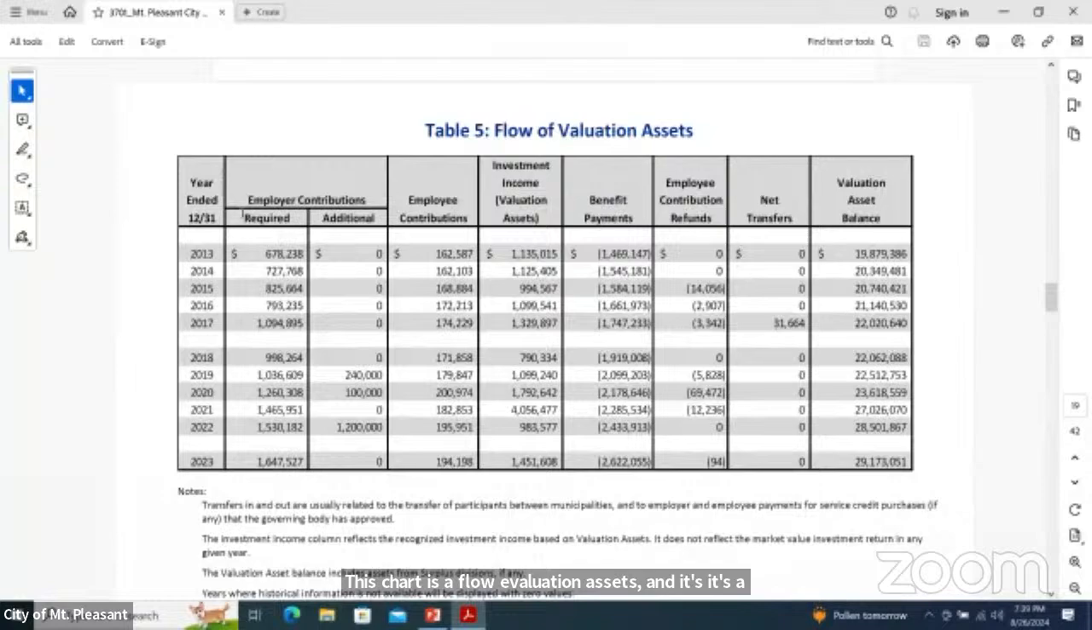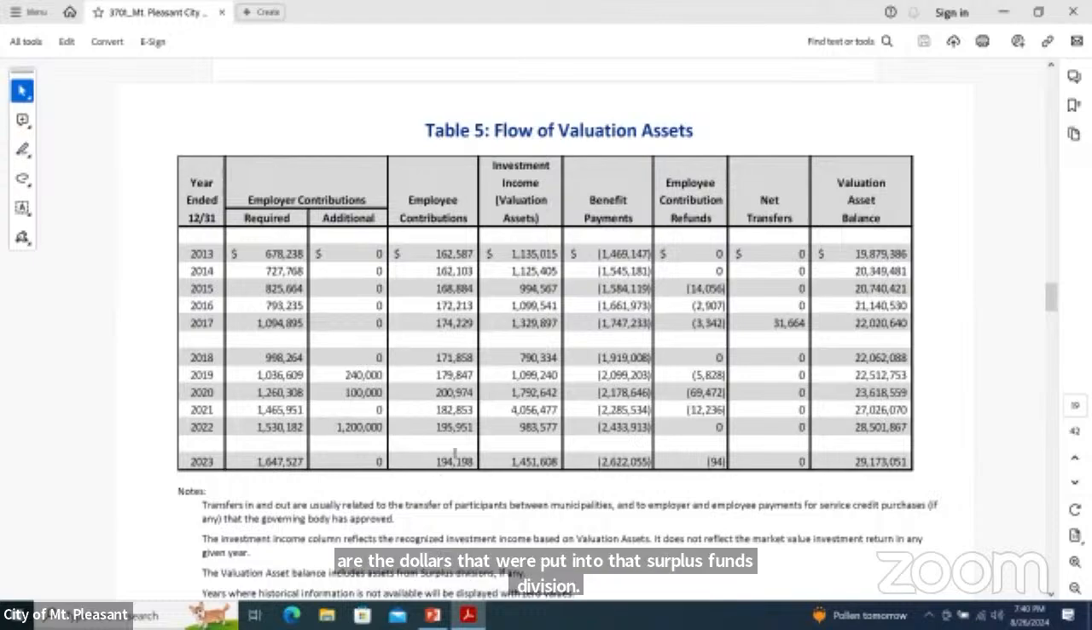One thing you'll notice over here is that it's listed by year, and then you go across the top to your employer required contributions. As you can see, these are what was required by the assumptions in place. Back in 2019, 2020, and 2022, the city put in additional dollars. Those are the dollars that were put into that surplus funds division.